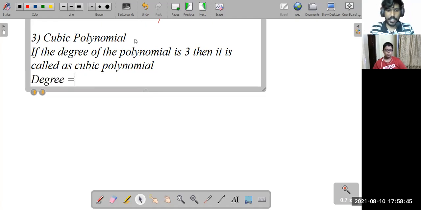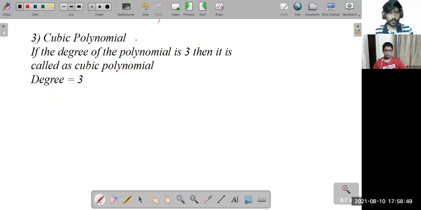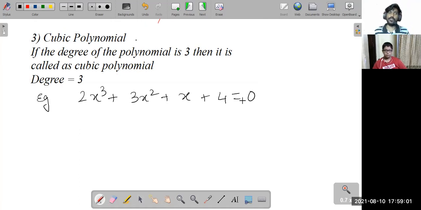So degree equals 3. Let's see an example. 2x cube plus 3x square plus x plus 4 equal to 0. This has highest degree 3, so this is a cubic polynomial. Now here also we have a standard form. Can you guess how the standard form will look?